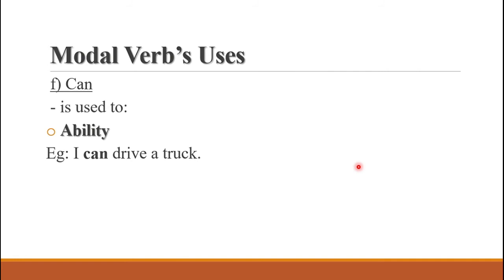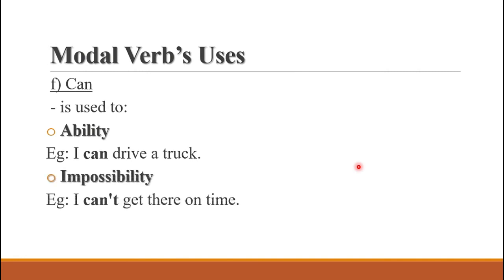We also use can to show an impossibility. For example, I can't get there on time. I can't get there on time. Não posso chegar aí a tempo, não é? I can't get there on time. That is an impossibility. Very good.